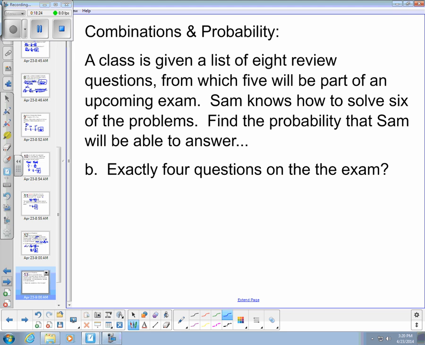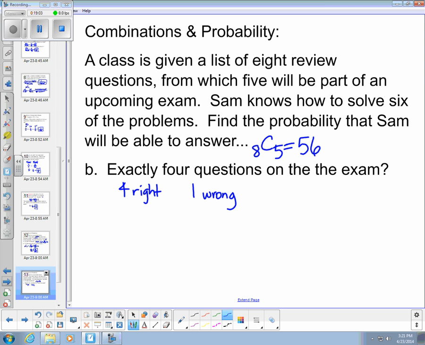Okay, now, what happens if we want to know the probability that he will get exactly 4 questions right on the exam? Okay, our denominator, again, is still going to be the 56 that we had from our sample space of 8 questions that the teacher has to choose from, and they're going to choose 5. That's going to be our denominator. Now for our numerator. If he gets 4 questions right, that means he's going to have to get 1 question wrong.